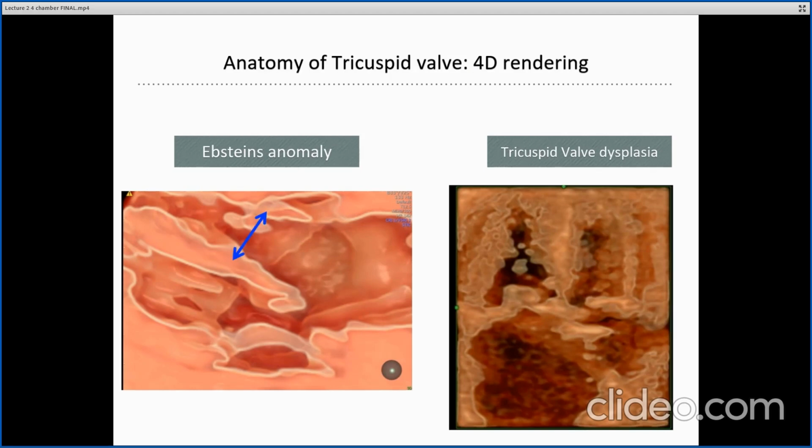So in Epstein's anomaly, we can see that the tricuspid valve is inserting at a much lower level compared to the mitral valve, which is at the normal level. However, in tricuspid valve dysplasia, the tricuspid valve is at a normal level, which is slightly below the mitral valve because that's normal offsetting. So this is the first difference between Epstein's and tricuspid valve dysplasia. That is the downward displacement of the attachment of the tricuspid valve.